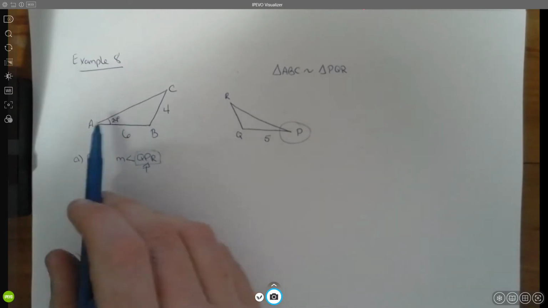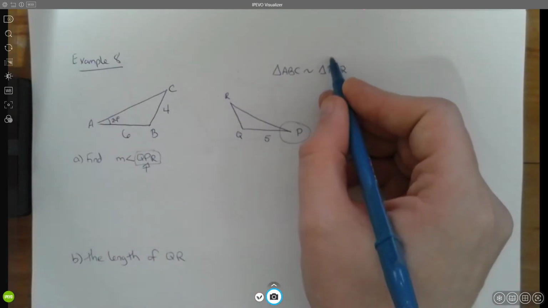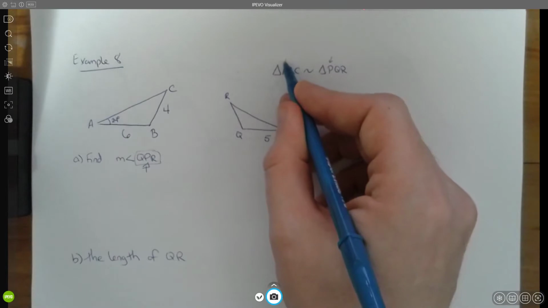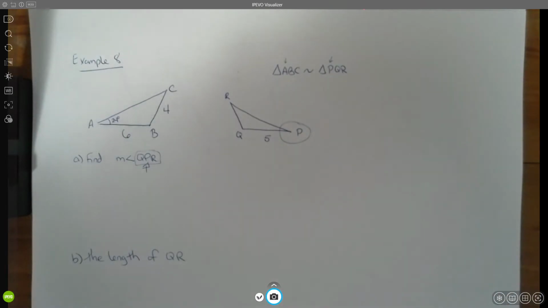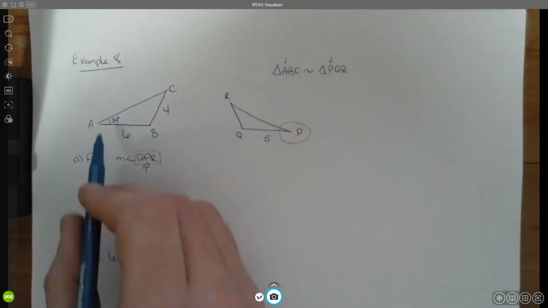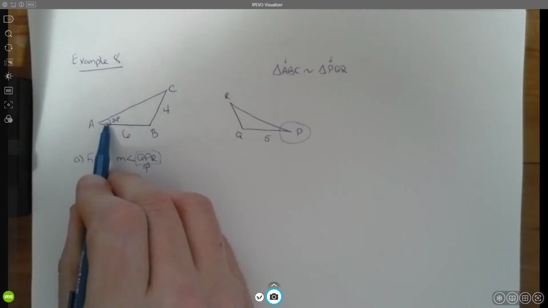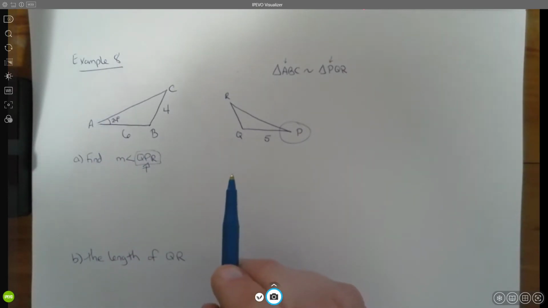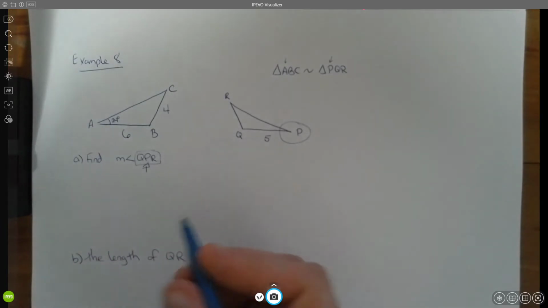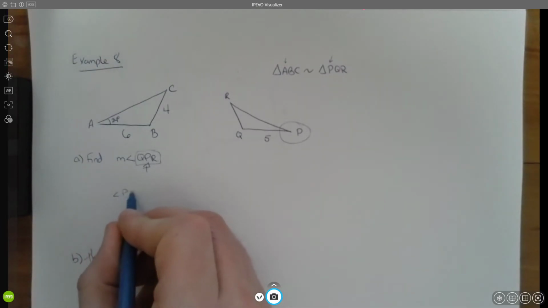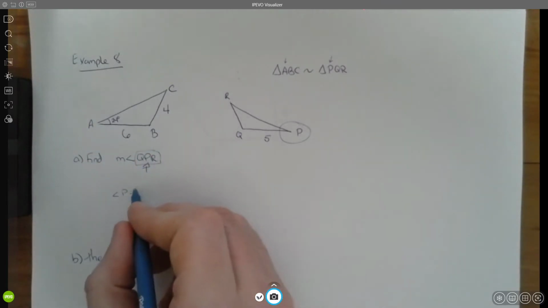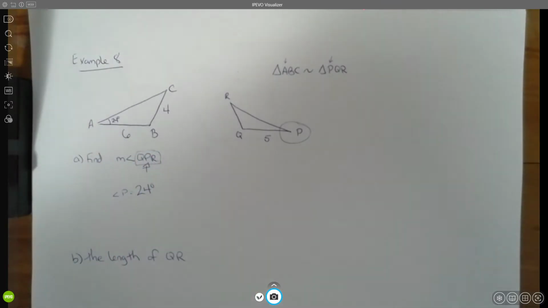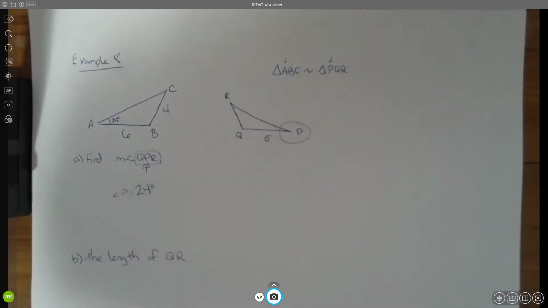And if we take a look at our other triangle, P, the first letter here, matches up with which one? Matches up with the first letter in this triangle, which is A. And in similar triangles, if I know angle A, angle P has to be exactly the same. So, find the measure of angle QPR. Well, angle P is going to be equal to angle A, which is 24 degrees. They're similar triangles, so all their angles must match up.